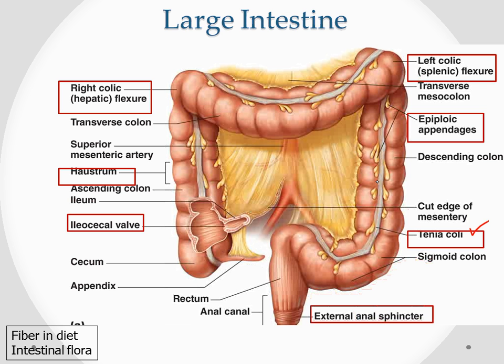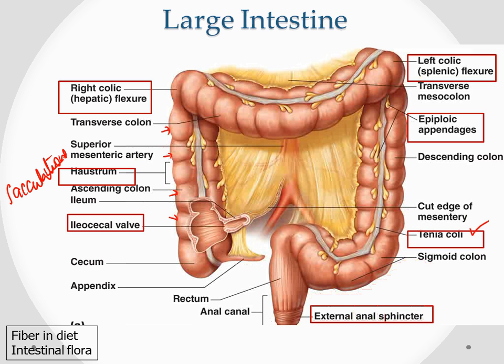So you can see this longitudinal band is called tinea coli. There are 3 of them. And since it is shorter than the length of the large intestine, it causes the large intestine to pucker up. So when it puckers up, can you see these little sacculations present? They're kind of little sacs. These sacculations are known as haustra or haustrum, or also known as sacculations. That is because the tinea is shorter than the length of the large intestine, and so it puckers it up, and these are known as haustra.